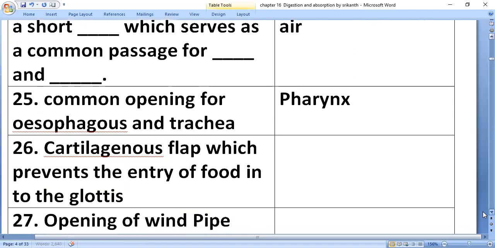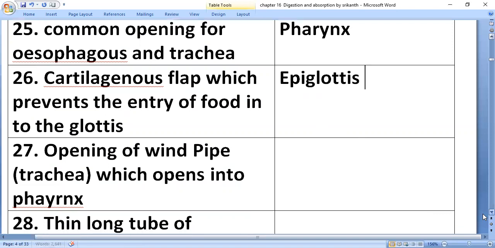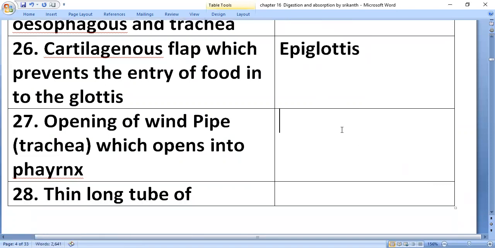The cartilaginous flap which prevents the entry of food into the glottis is the epiglottis. The opening of the windpipe, which opens into the pharynx, is the glottis.